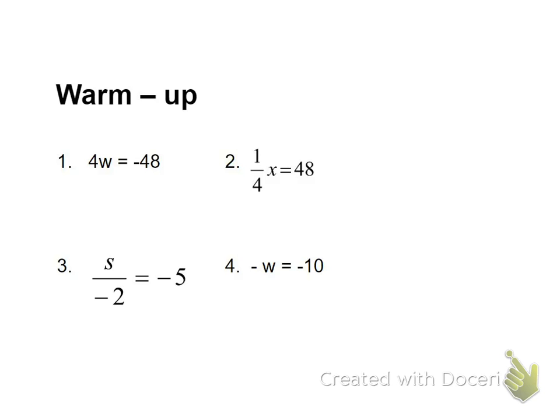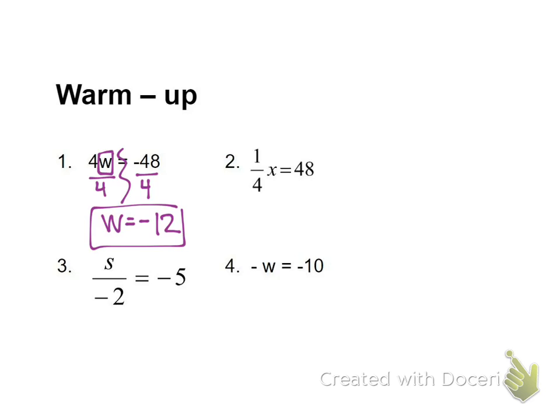Give you a moment to do those. These are all one-step problems. We will talk about them in just a minute. All right, let's go through these. On the first one, how are we going to get W by itself? Divide both sides by 4, which gives us minus 12. Good. Divide both sides by a 4. That's how we undo multiplication. We get W equals negative 12 as our answer.